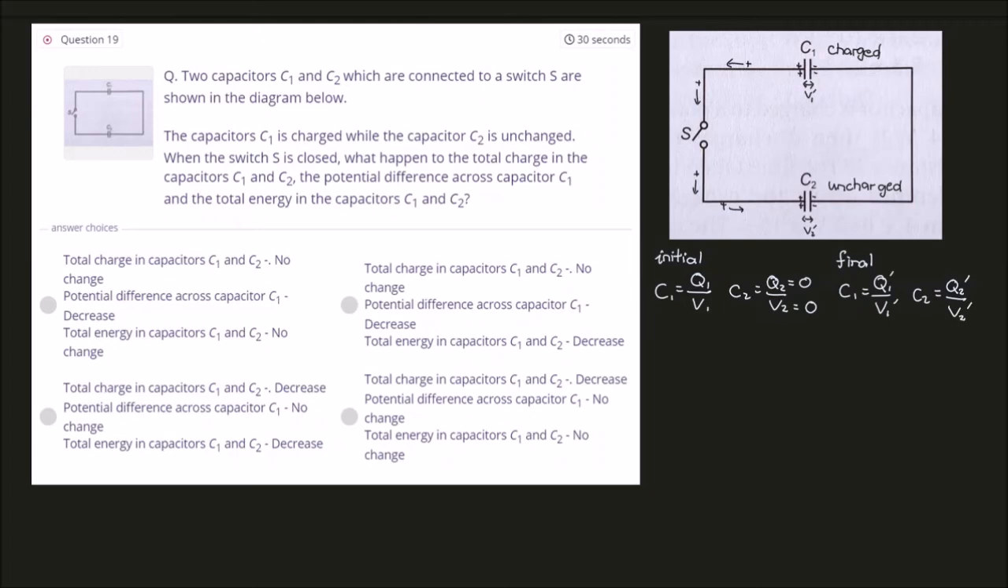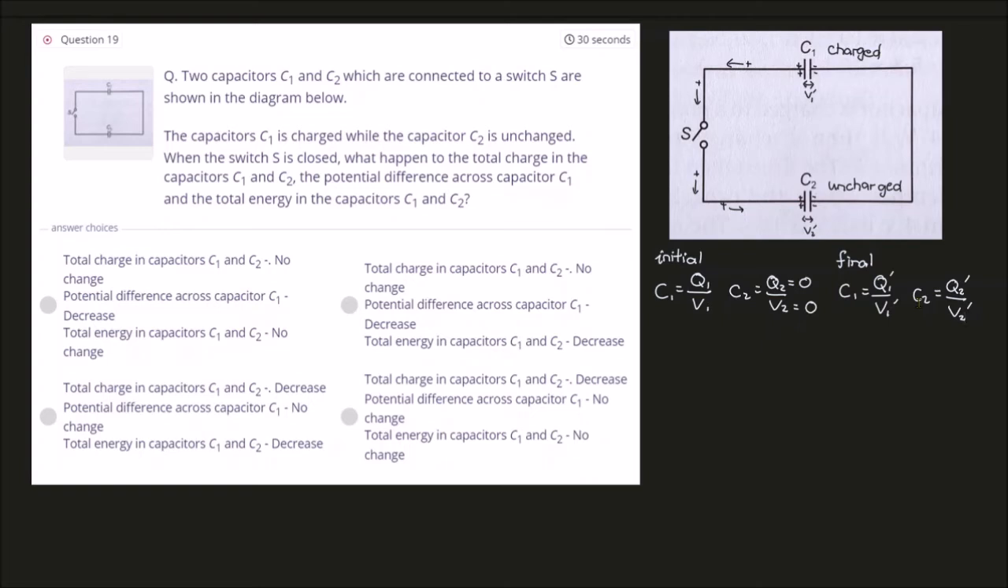I didn't bother to label prime on C1 and C2 because we know for sure that C1 and C2 will not change. It's because you don't change anything directly on the capacitor. You're not inserting a dielectric, you're not increasing the distance of separation, you're not increasing the surface area. You're doing nothing directly to the capacitor. So in this case, C1 and C2 will be the same.